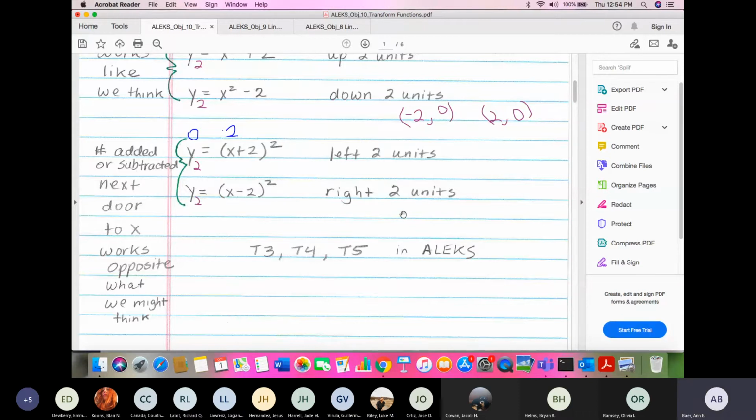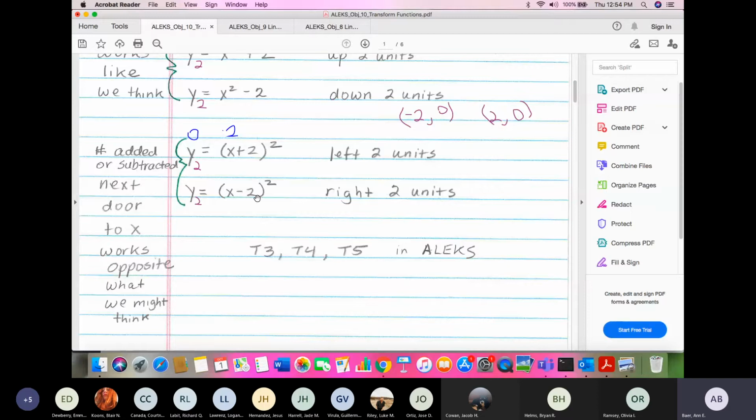So since we've already seen what happens here, it only goes to reason, right, that if we're subtracting 2, it's going to go the opposite of what we may think. But let's just try it, because it's not going to take us very long. We can go to y2 and just change that plus sign to a minus sign and then graph.